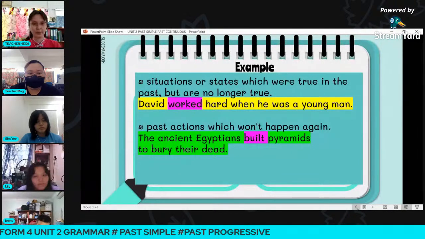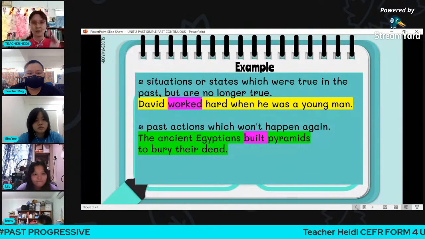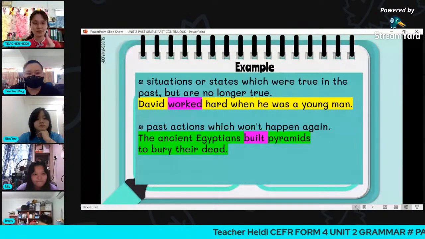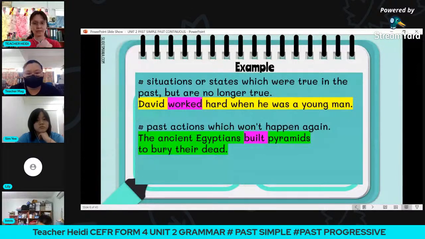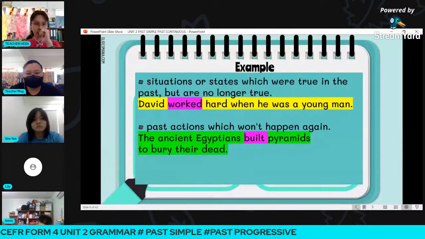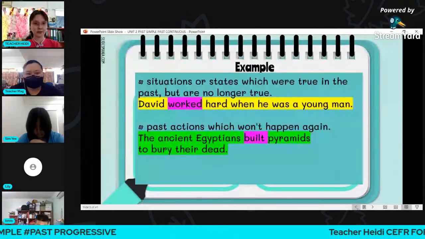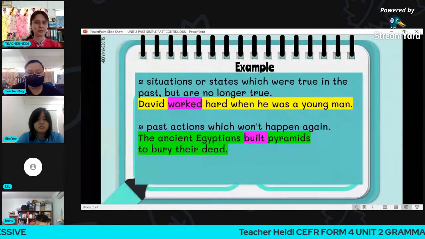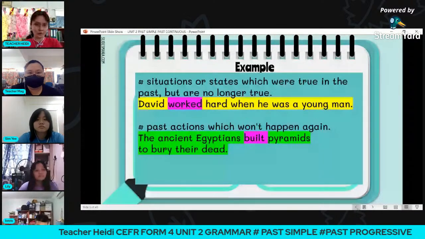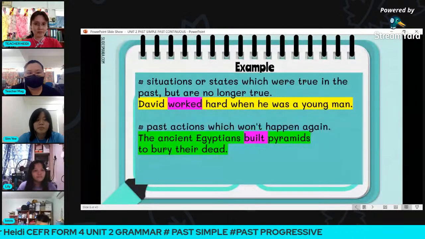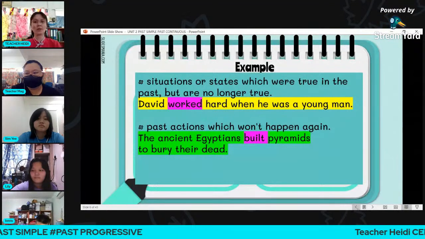Okay, so remember simple past. Everything is past. Because he says when he was young, the word when is being used. Okay, take note: when he was young. Teacher already revealed to you about relative clauses, so when is one of the relative clauses. When he was young means he's no longer young. He's maybe old already, or maybe bedridden, you never know. It's just something in the past. David worked hard when he was a young man.